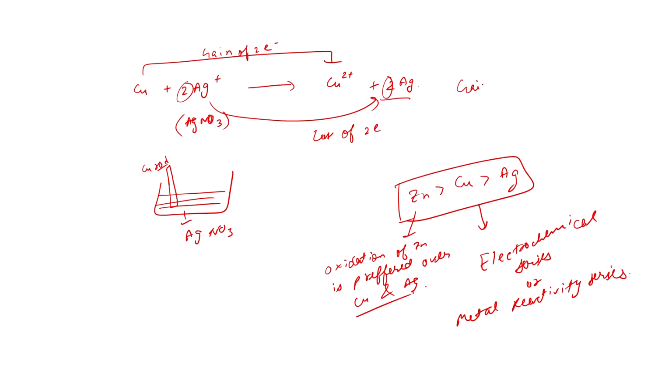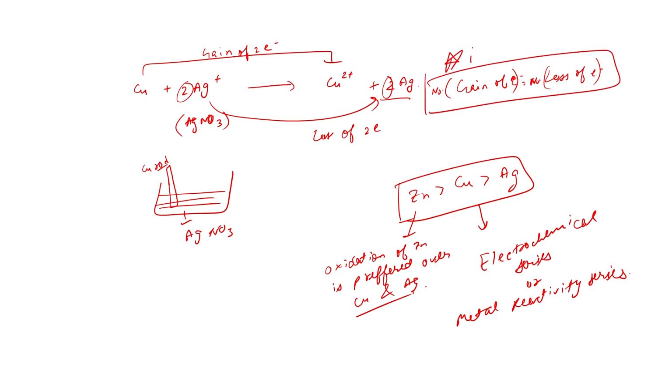I am saying the number of gain of electrons should be equal to the number of loss of electrons. This should always be kept in mind. Okay. So, the next topic we will discuss is oxidation number.